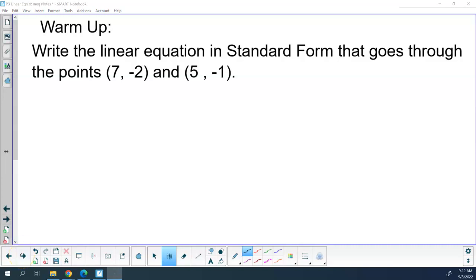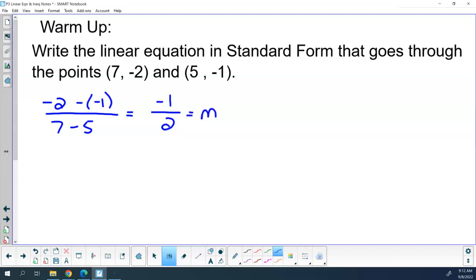Okay, what's the first thing I've got to do? What's the first thing I've got to find? I've got to find the slope between those 2 points. Yes, indeed. So that's going to be y's over x's. -2 minus -1 is like -2 plus 1, so that's going to be -1. 7 minus 5 is 2, so that is my slope. Love it. Do we all have a slope of -1/2? Okay, that's a good thing.